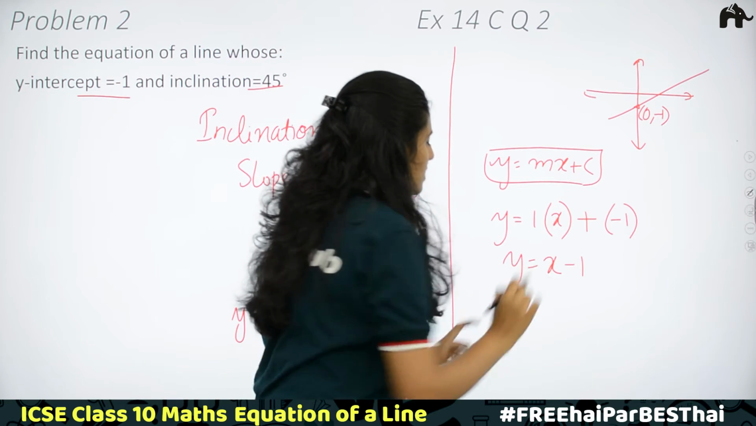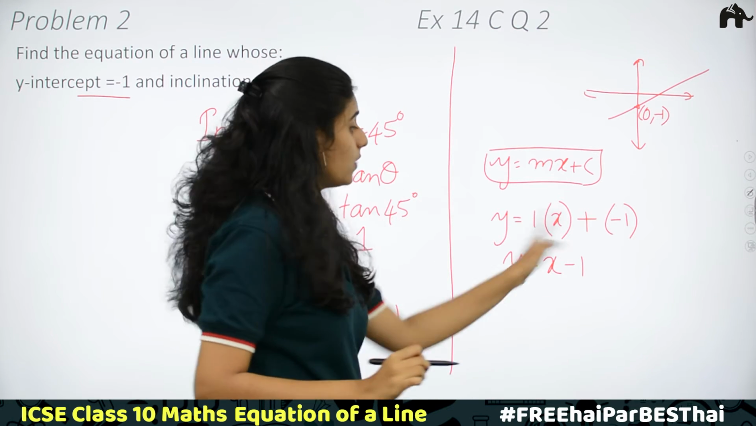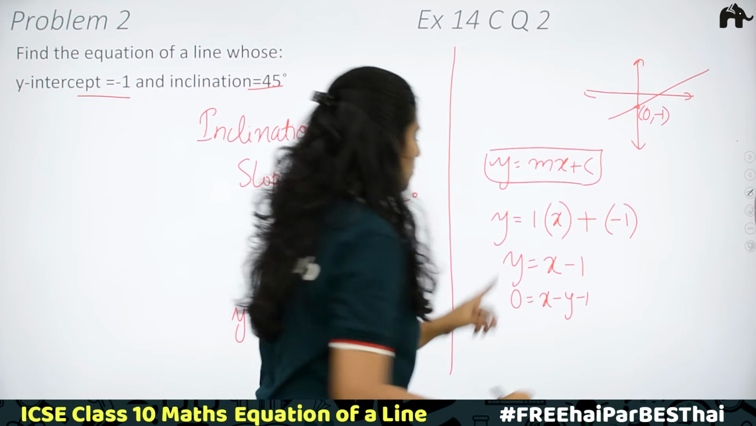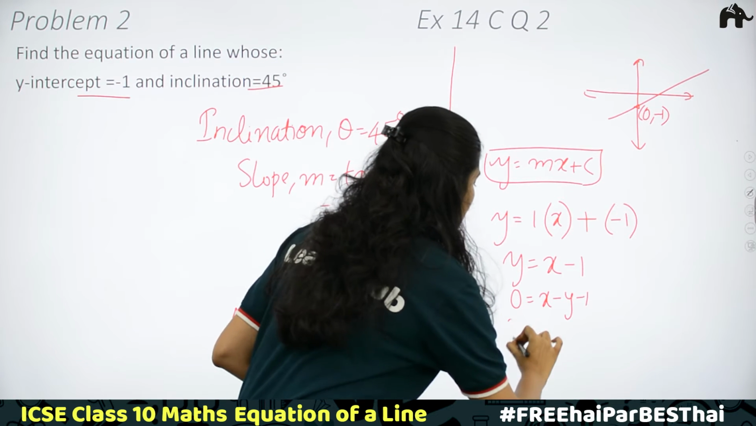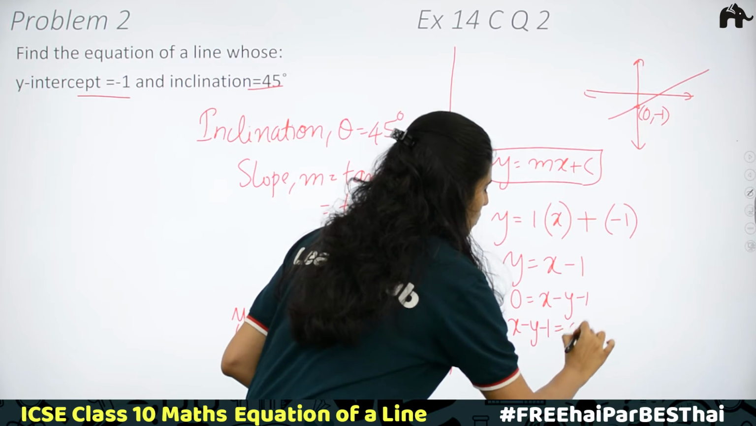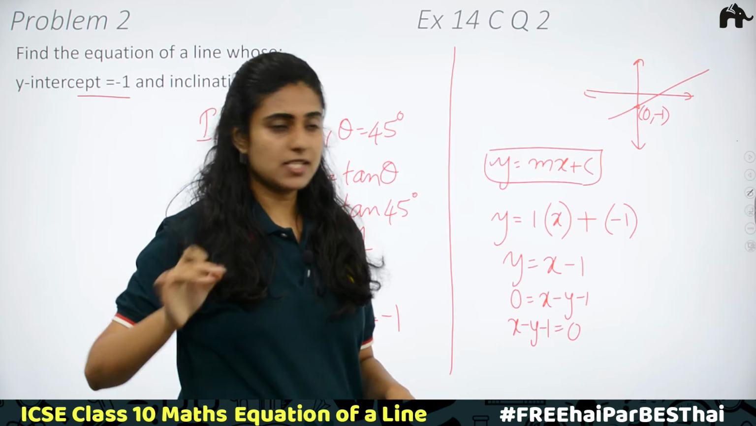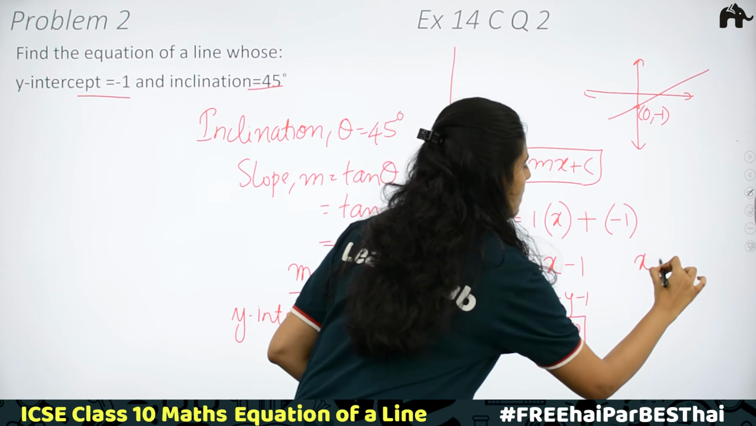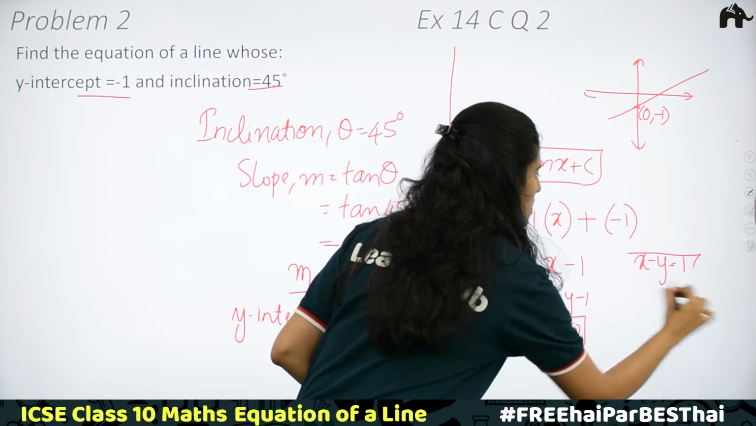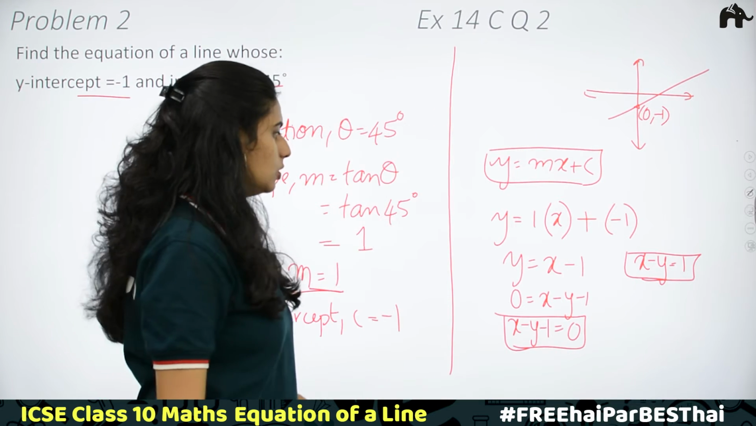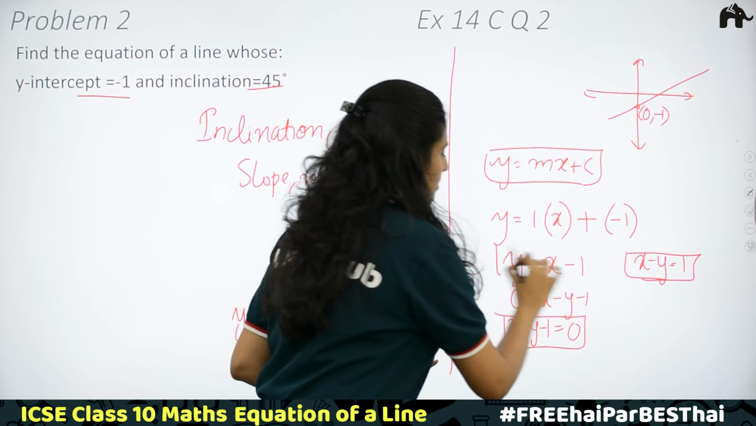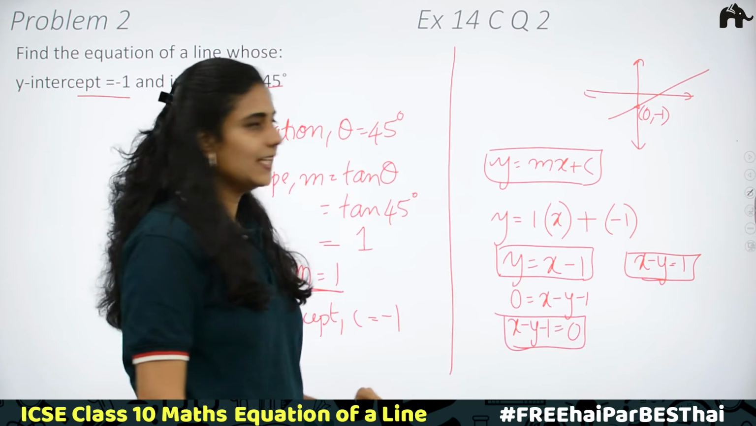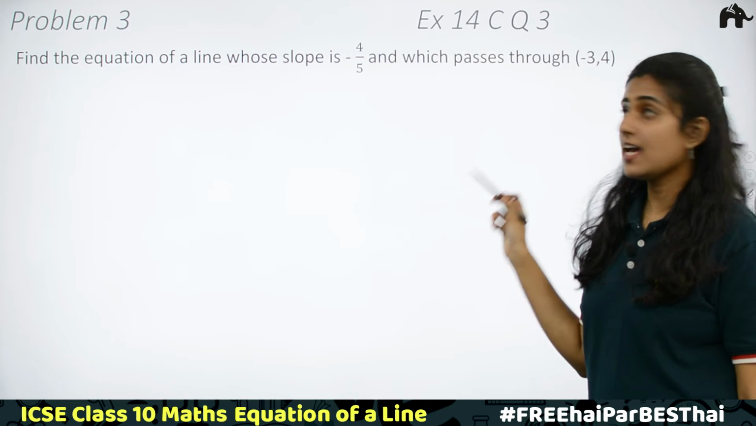Okay. Either you can write this as it is, or take this y to the opposite side. 0 is equal to x minus y minus 1, that is x minus y minus 1 is equal to 0. That is the standard form, ax plus by plus c is equal to 0. Or you can write this equation as, this is also correct, x minus y is equal to 1. This form is also correct. So you have 3 different equations. Just rearranging, we are getting these equations. Clear? Next, problem number 3, question 3 of exercise 14C.